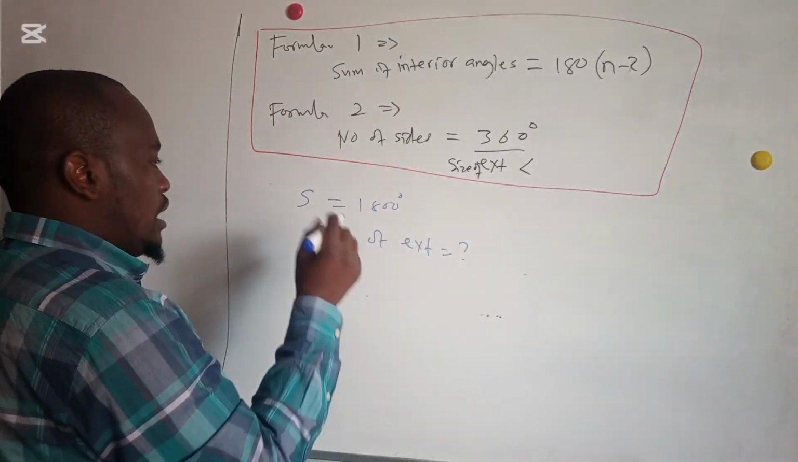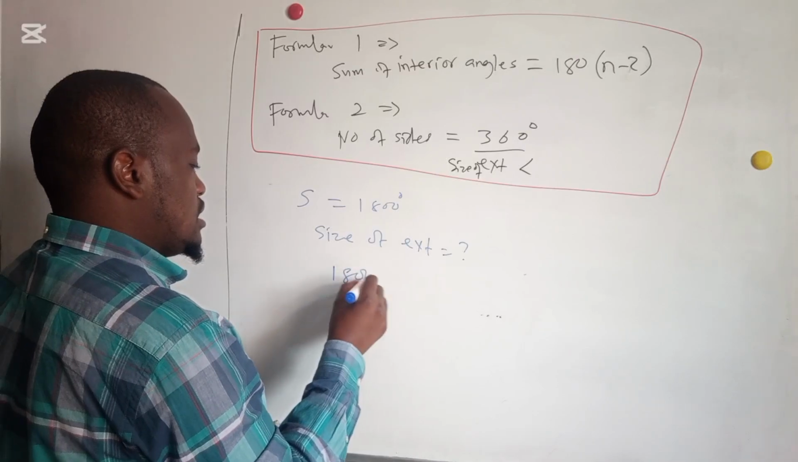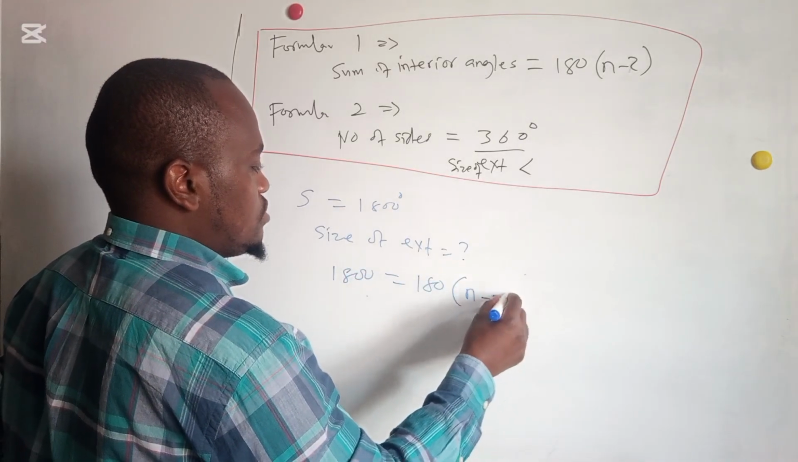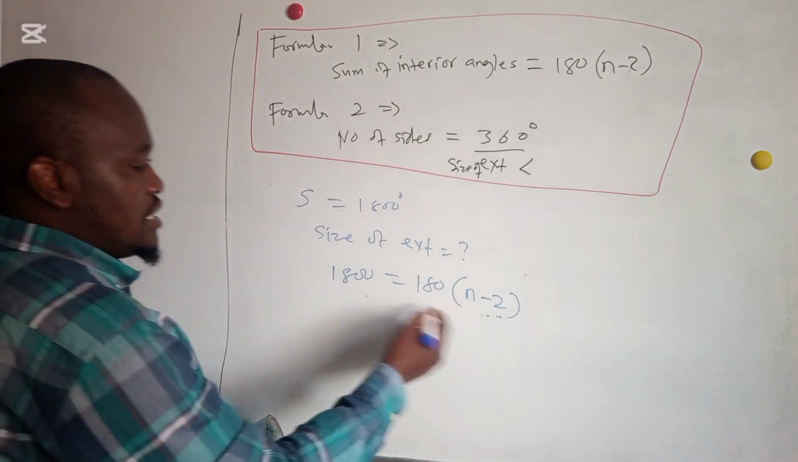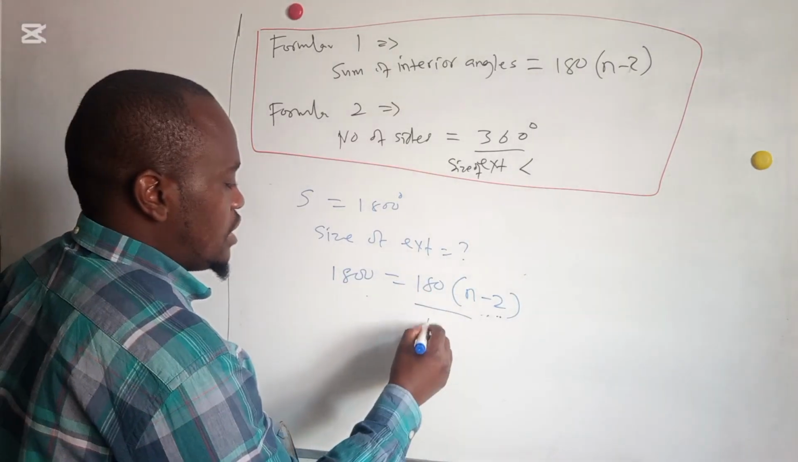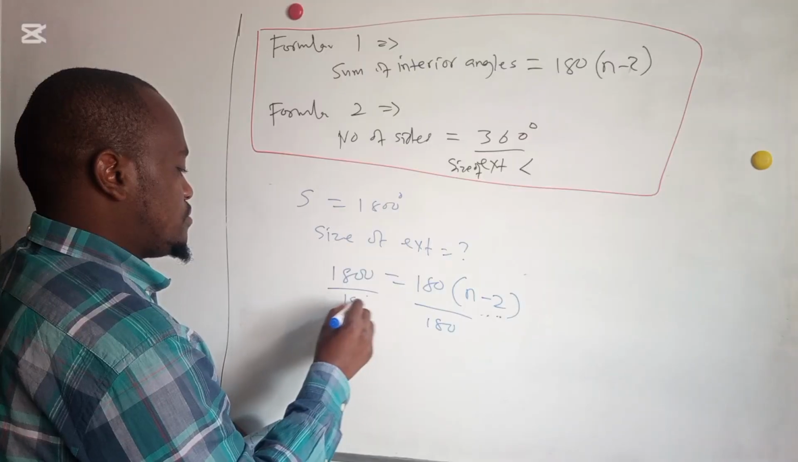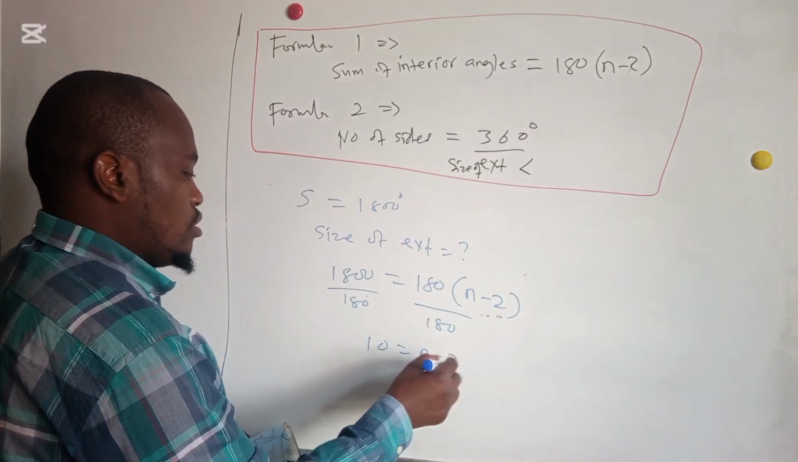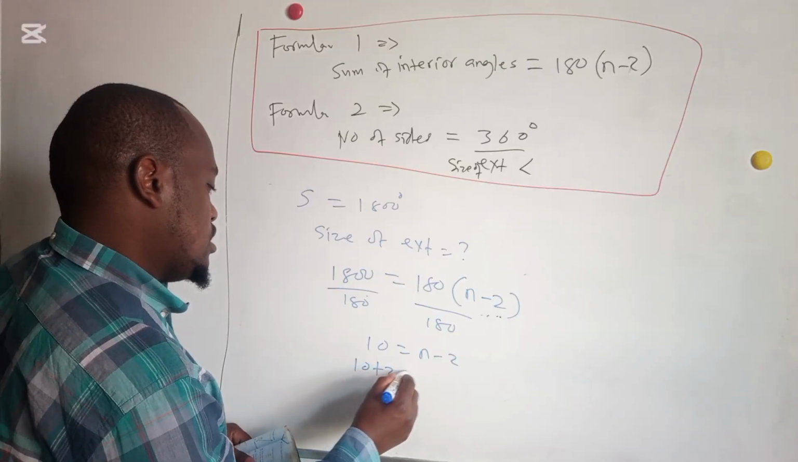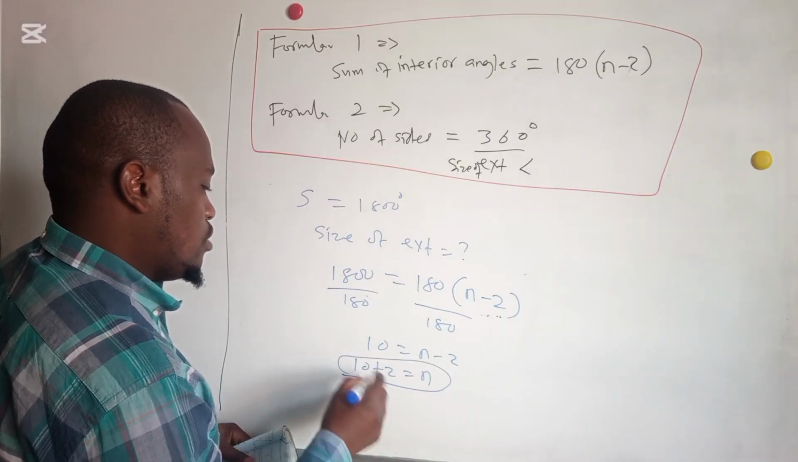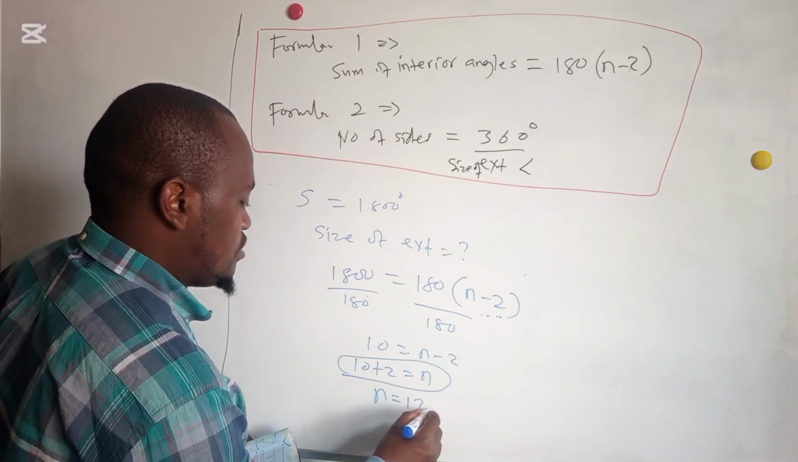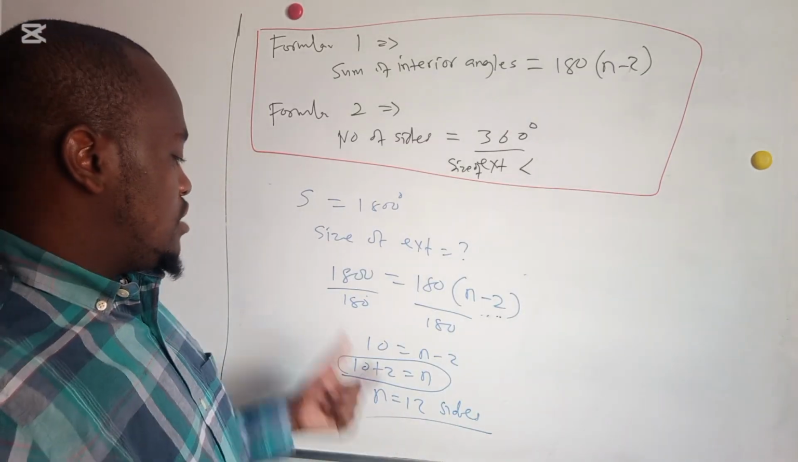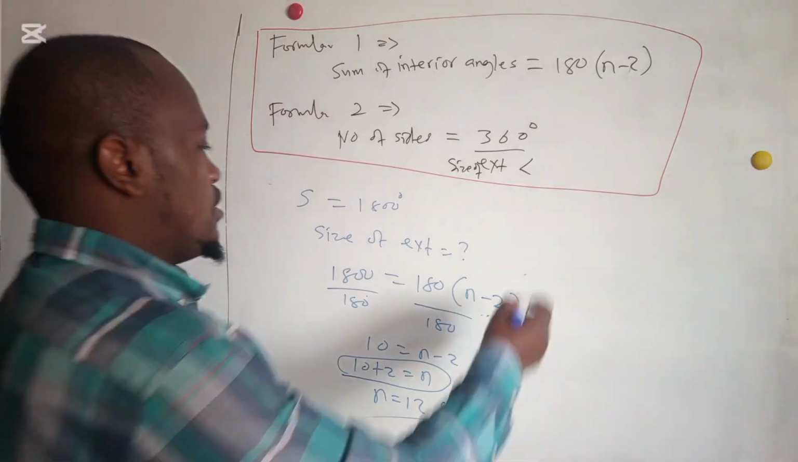Let us do it. Now, you're going to say 1800 is equal to 180 in brackets n minus 2. You can first open the brackets or you just divide because you have a number that can easily divide, this 180. So this is 10 is equal to n minus 2. So 10 plus 2 is equal to n. So what is your n? n is equal to 12 sides. So the number of sides of this polygon is 12.